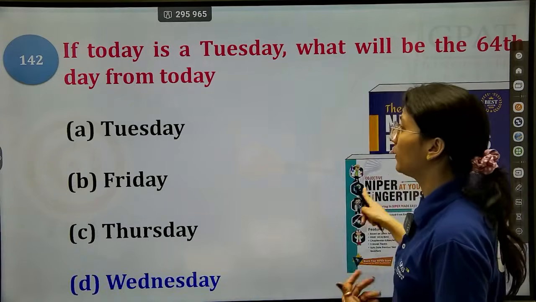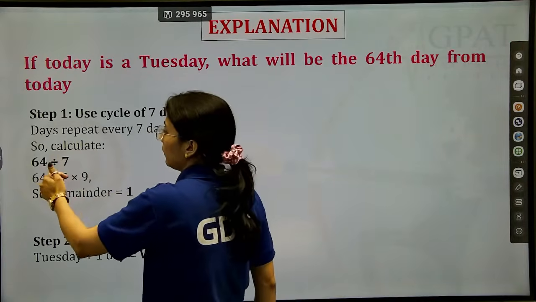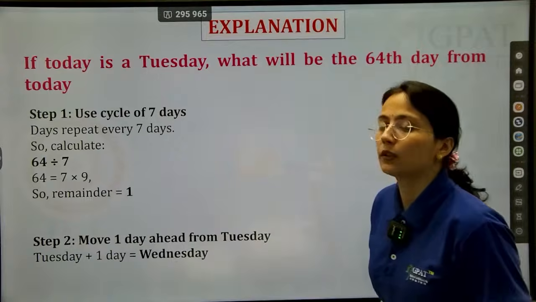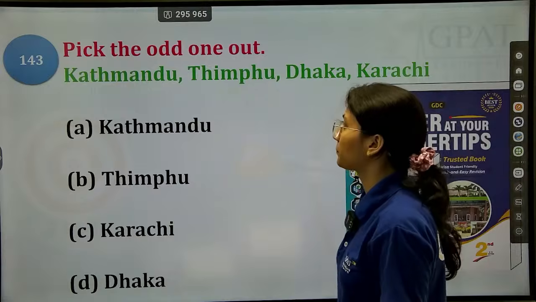Similarly, we divide 64 by 7, we will get 1 remainder. So Tuesday plus 1 day, we got Wednesday.